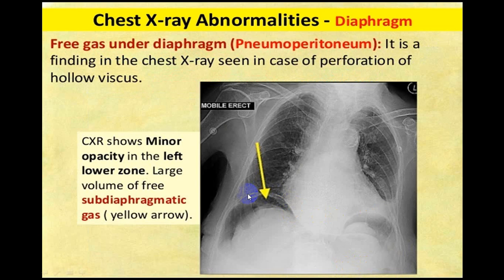You can see this is gas under the diaphragm, right? So this is pneumoperitoneum, and here also there is a little gas under the diaphragm. This is a liver margin, hepatic margin, and this is gas under the diaphragm. This is usually because of perforation of a hollow viscus, like stomach, duodenum, small intestine, large intestine. So they will produce pneumoperitoneum.